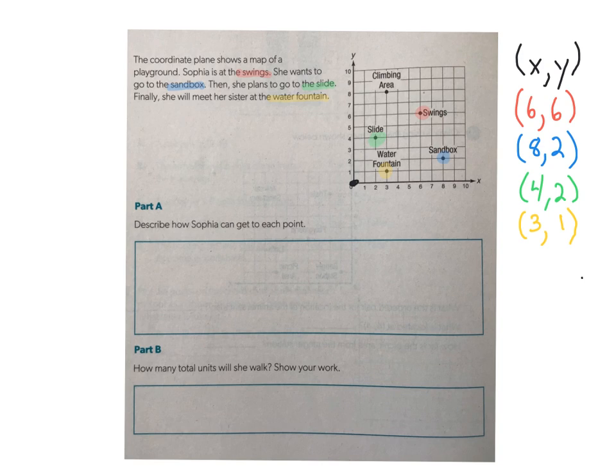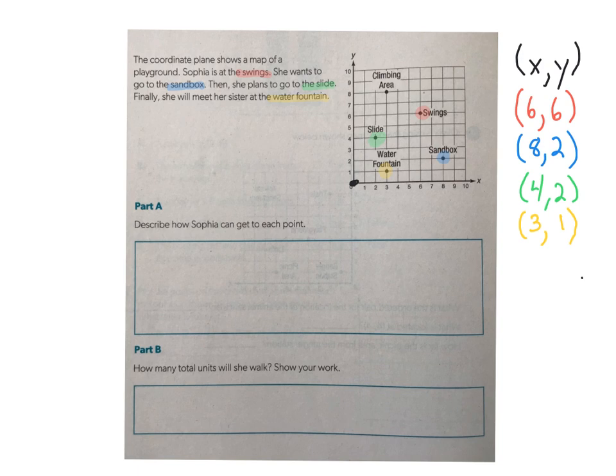So it says describe how Sophia can get to each point. I would like for you, in a complete sentence, say Sophia moved from the swings to the sandbox by moving right 2 units and down 4 units. Go ahead and pause it and write that, please.